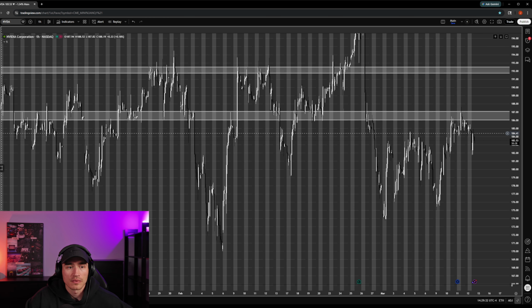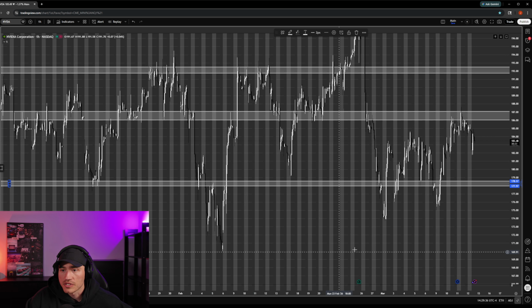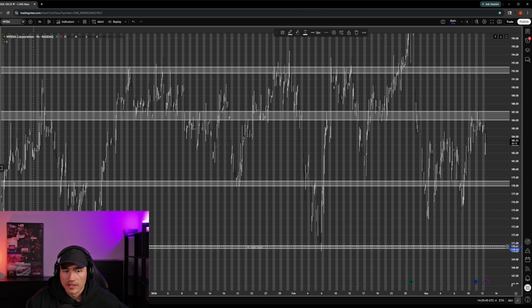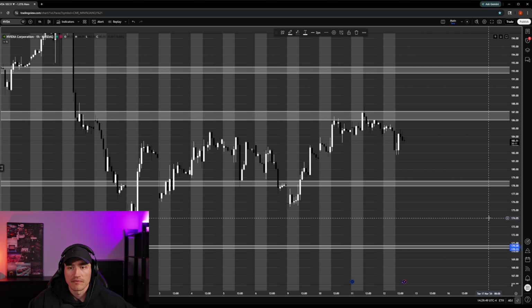To the downside, we have some key levels of support right around this area, I would say, which is right around 177, 178. And then kind of like the last line in the sand, which is a double bottom, a very strong level right around that 170s. So that's what I'll be looking at on NVIDIA.